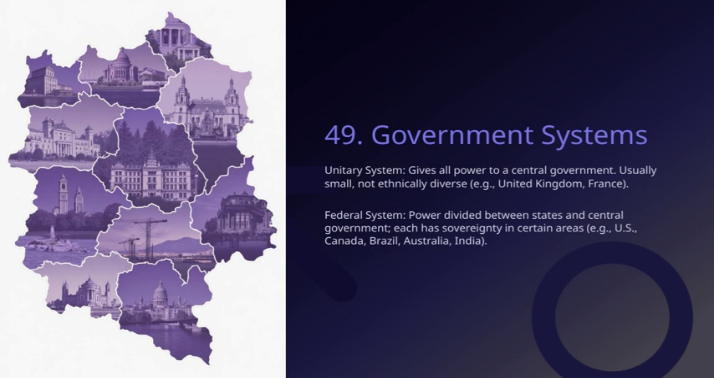Examples include the United Kingdom and France, where the central government holds most of the authority and regional governments follow its directives. Understanding these systems helps us see how different nations organize their political power, which is crucial for understanding their governance, stability, and how they serve their citizens. It's all about finding the right balance of authority to best suit a country's unique needs.